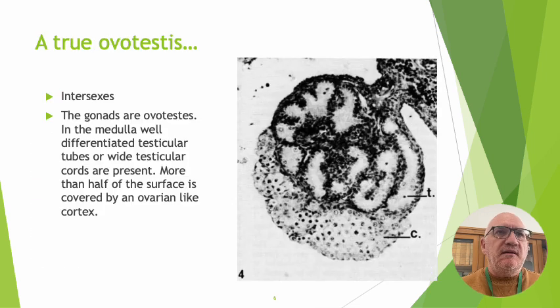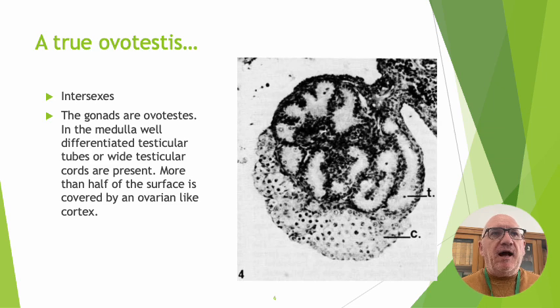This gonad is a typical ovotestis. The individual is named intersex, and the gonad is an ovotestis. You see in the medulla well-differentiated testicular tubes. Wide testicular cords are present, but more than half of the surface is covered by an ovarian-like cortex. This gonad is a typical true ovotestis.